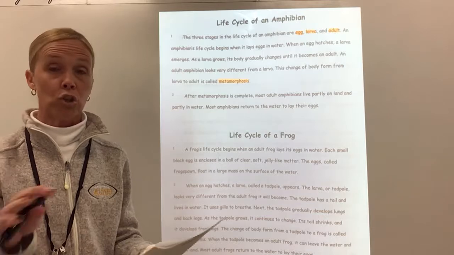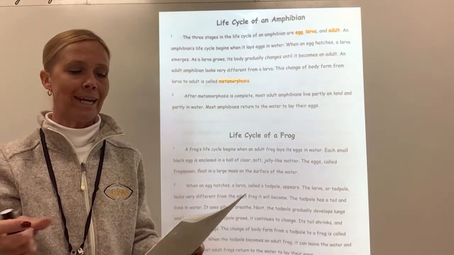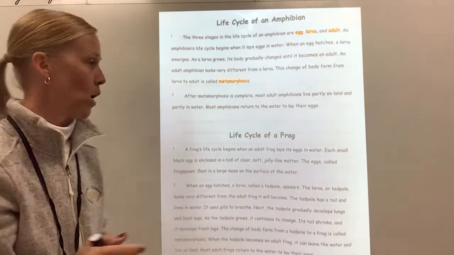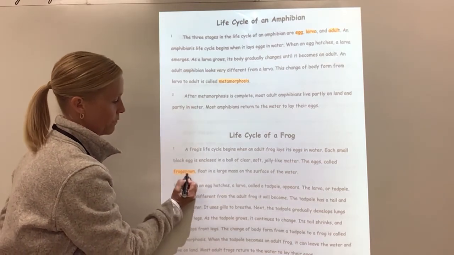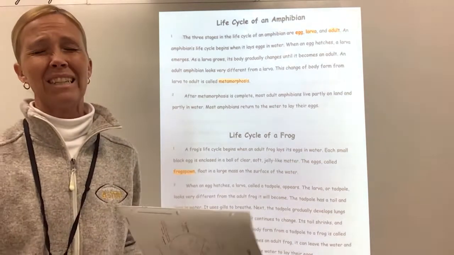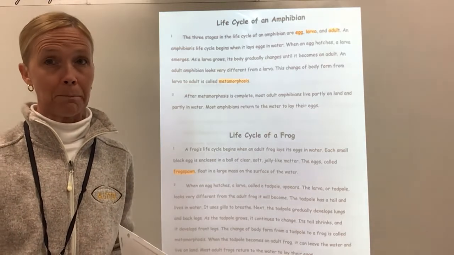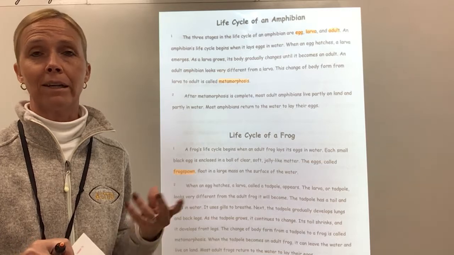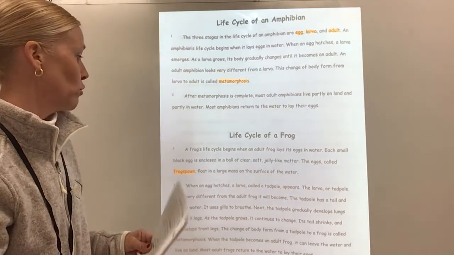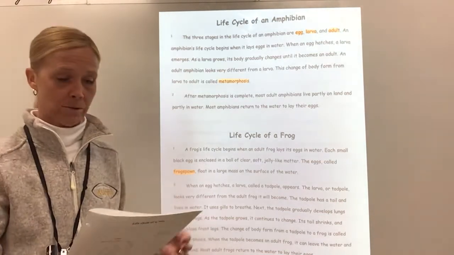The eggs, which are called frog spawn, float in a large mass on the surface of the water. So those eggs are called, and we'll highlight that, frog spawn. And unfortunately, lots of times they don't make it past this stage because you get the animals that wander by that might end up eating them, but they do usually have a large amount of them.